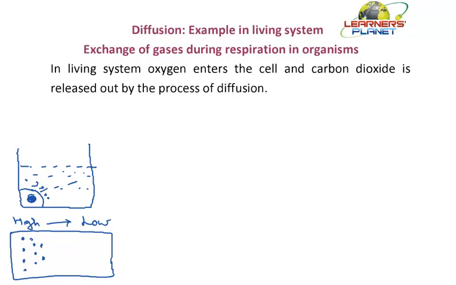So this is low, so these molecules will tend to move towards this particular region and the situation tends to become an equilibrium phase. They will move, they will get dispersed, and this will take place until the equilibrium is established. Now this is an example which takes place in general in our surroundings.